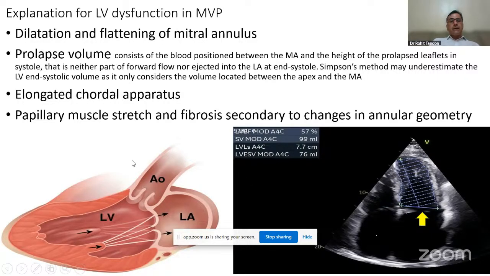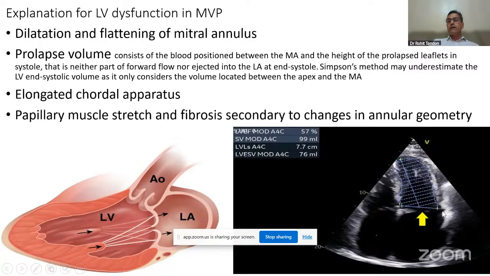And then there is also an elongated chordal apparatus. The length of the chordae elongates, and this also hampers the full contraction by the ventricle. The LV volumes are reduced. The papillary muscle stretch and fibrosis also produce, as seen in this image, secondary changes in the annular geometry. And there is another problem in these patients: there is a prolapse volume.